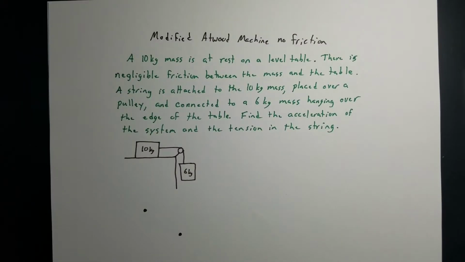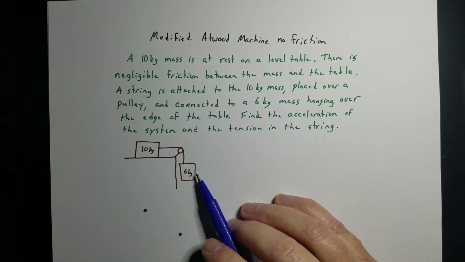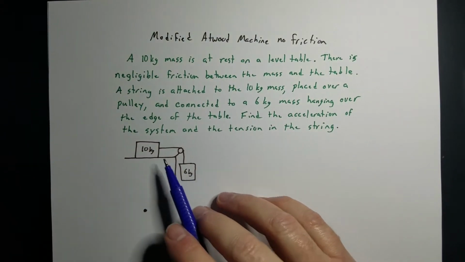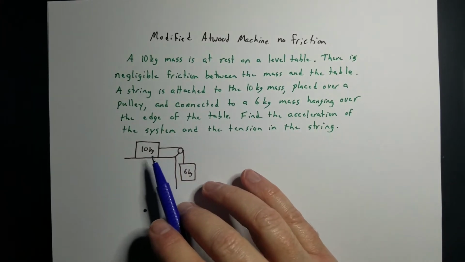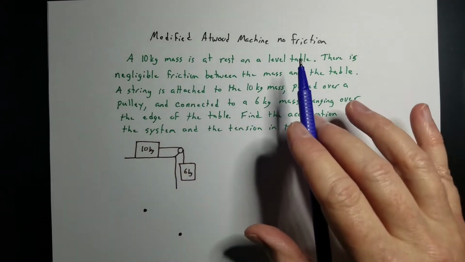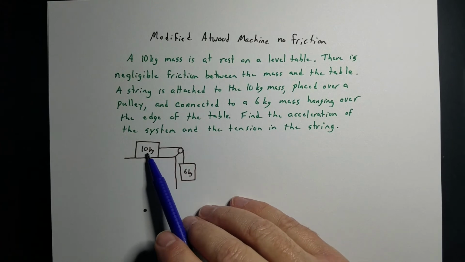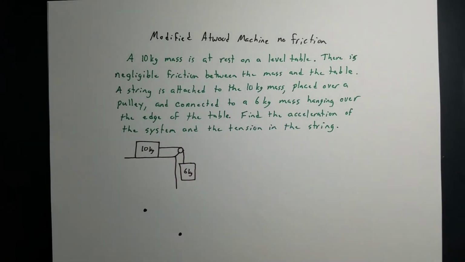So this one is a modified Atwood problem where we're going to find the acceleration and the tension in the string. We've got a 10 kilogram mass on the table, 6 kilograms off the table. Every now and then I have students say, well, it's not going to move because that's smaller than this. But in this case, there's no friction. So any force will cause this to move, because any force will cause an acceleration when there's nothing to hold it back. We're going to say the friction between the block and the table is negligible. So no friction. So let's draw the free body diagram of this.